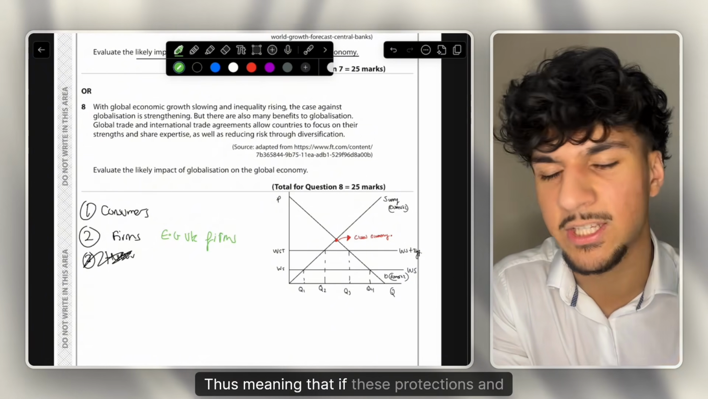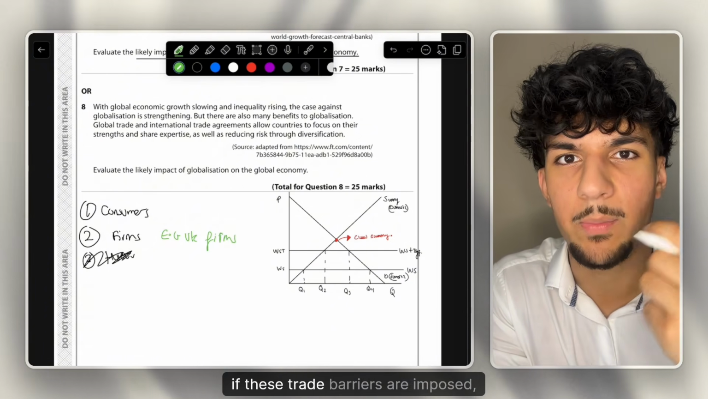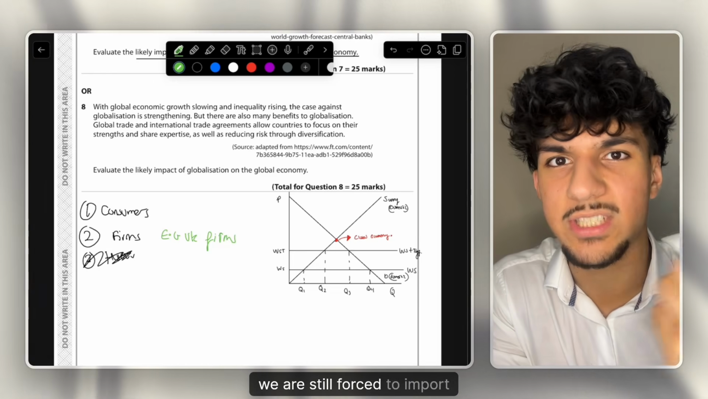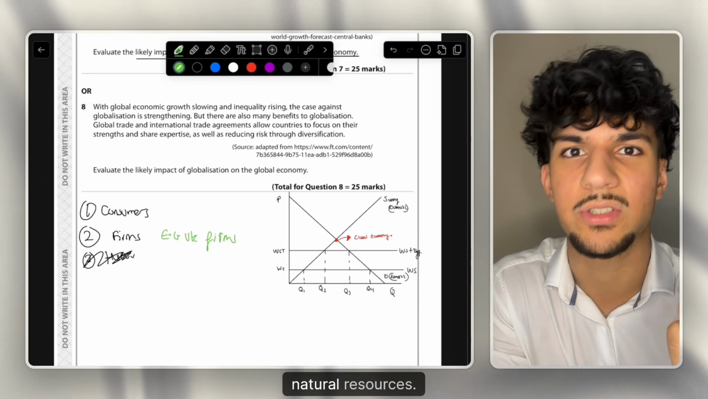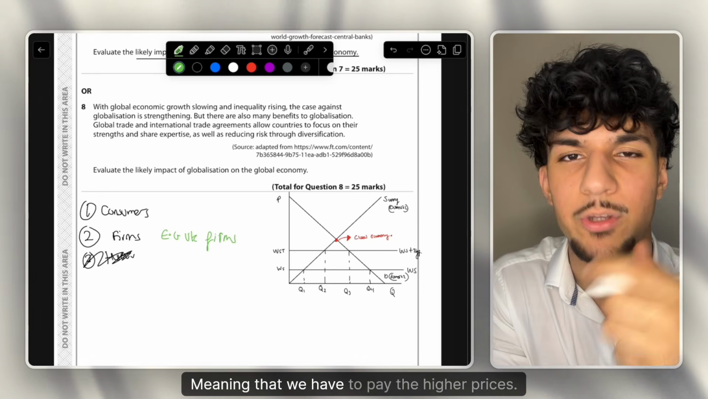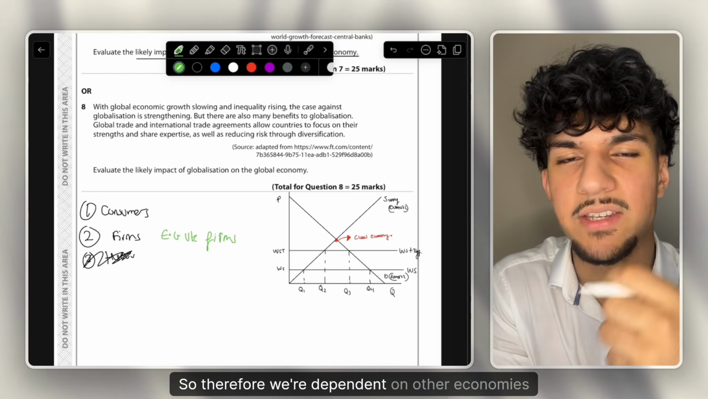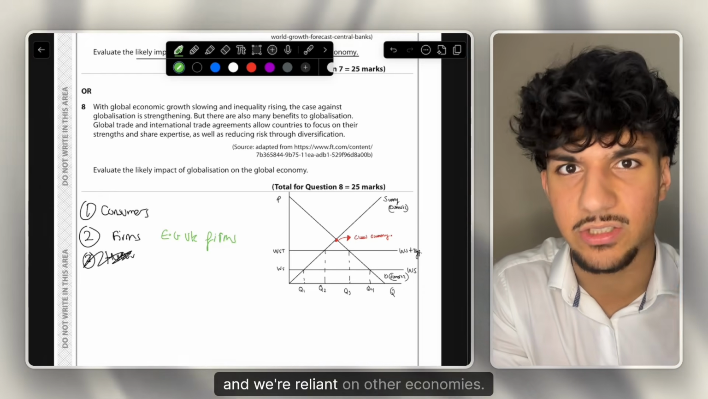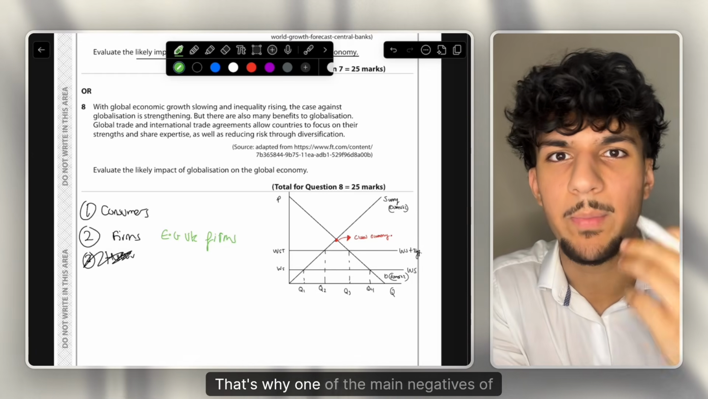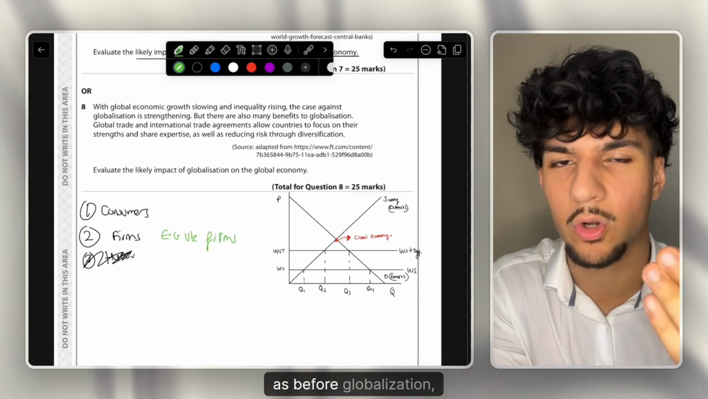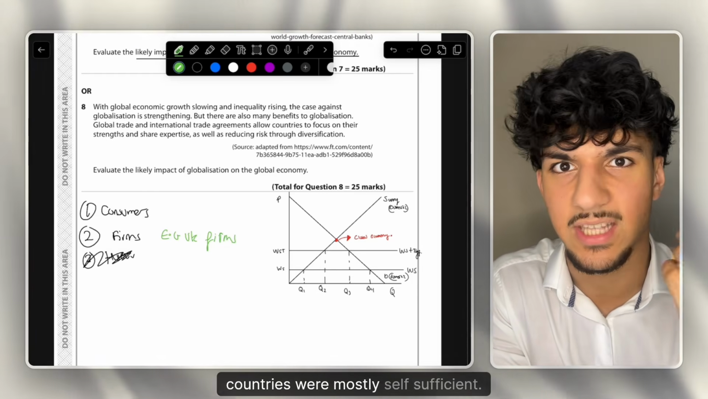Thus meaning that if these protectionist policies happen, if these trade barriers are imposed, we are still forced to import these natural resources, meaning that we have to pay the higher prices. So therefore we're dependent on other economies and we're reliant on other economies. Therefore that's one of the main negatives of globalization, as before globalization, countries were mostly self-sufficient.